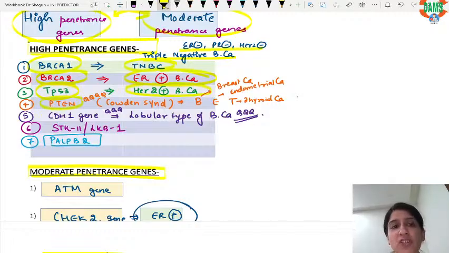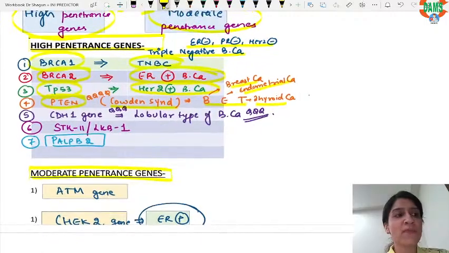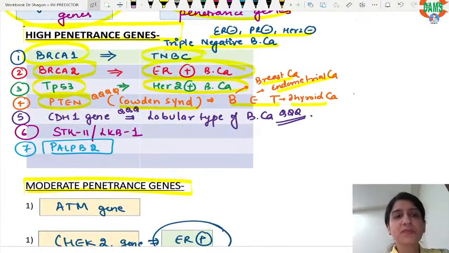Another important gene which is associated here is the PTEN gene. Very important question: what does the PTEN gene cause? Cowden syndrome. Cowden syndrome is going to involve which cancers? For that the mnemonic is BET. B for breast cancer, E for endometrial cancer, and T for thyroid cancer.